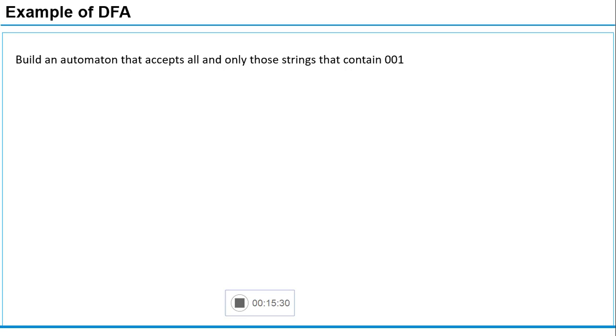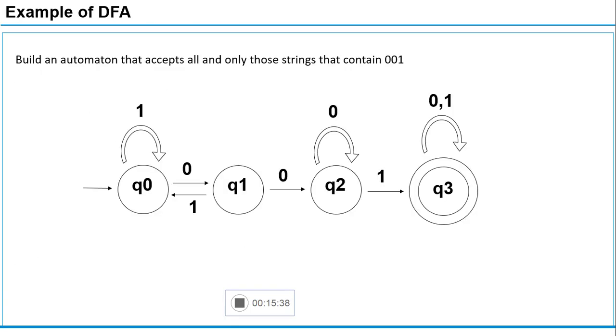Okay, then we will move on to the next example. We are going to build an automata that is going to accept all and only those strings that contain 0, 0, 1. So we are going to start. You have a starting state that is Q naught. It's going to read 0. Okay, it has moved on to another state that is Q1.